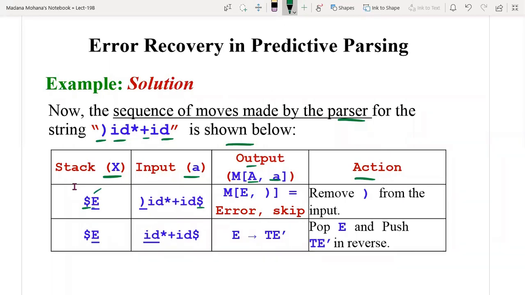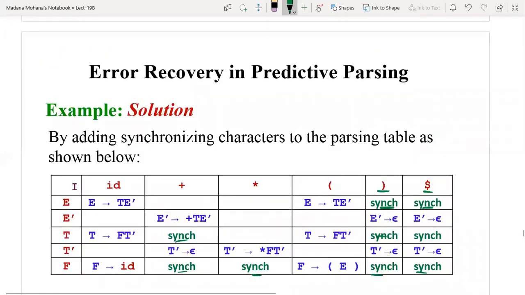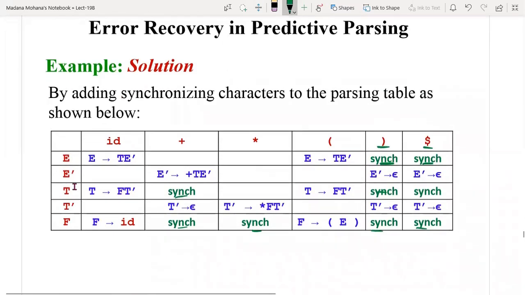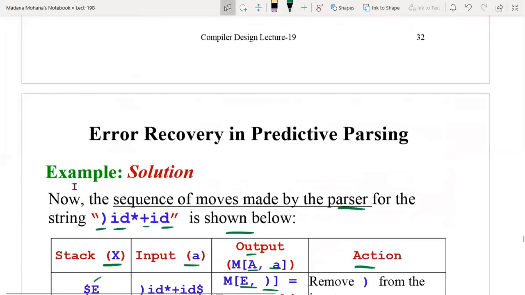Now see the first entry, E on right branches. So the stack contains the non-terminal E, and the input is right branches. Both are not matching, but E is a variable or non-terminal. Then what you have to do is consult the entry in the parsing table, M of E on right branches. Now you can see the latest parsing table after adding synchronization. So E on right branches, see what we are having: sync.